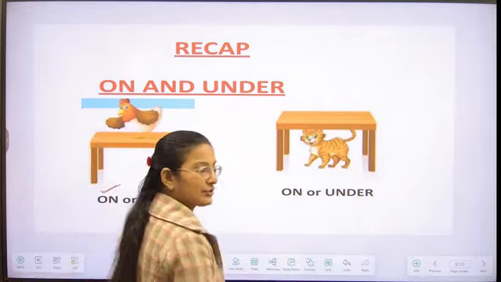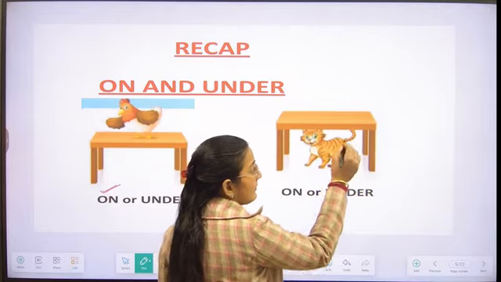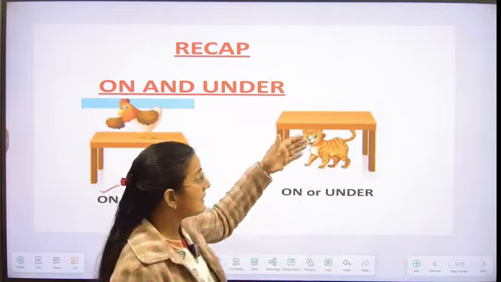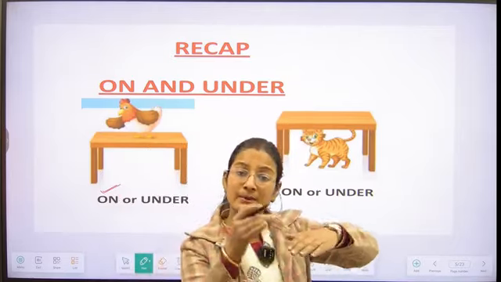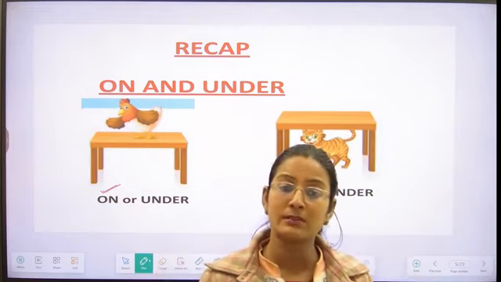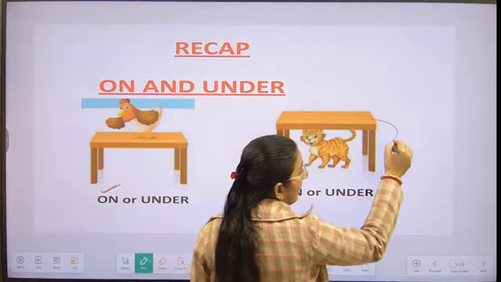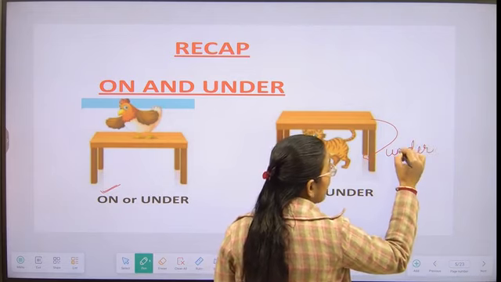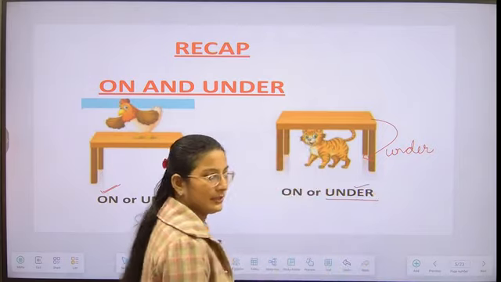And in the second picture, what is happening? There is one table and the lion's baby cub. What is he doing? He is standing under the table. टेबल के कहाँ खड़ा है कब? नीचे खड़ा है. तो कोई भी चीज अगर नीचे होती है तो we are using the word under for that. So we can say that the cub is standing under the table. So we have to take the word under.